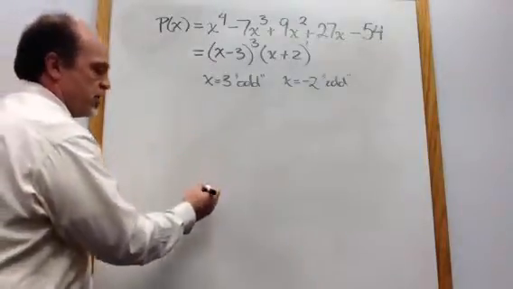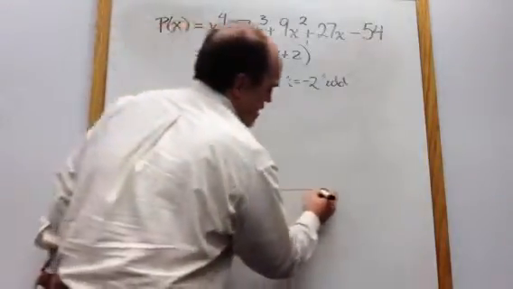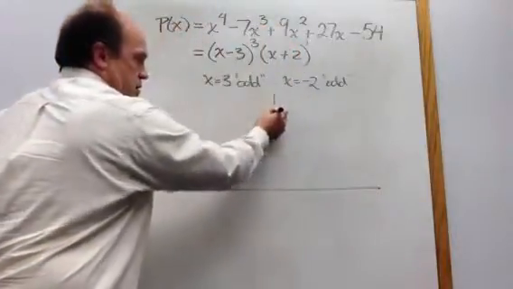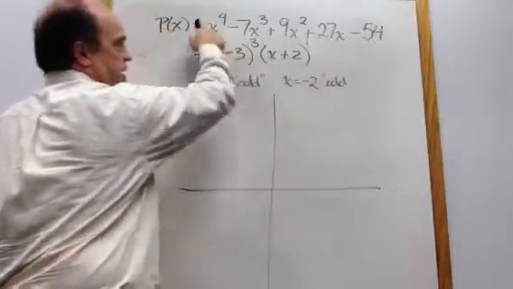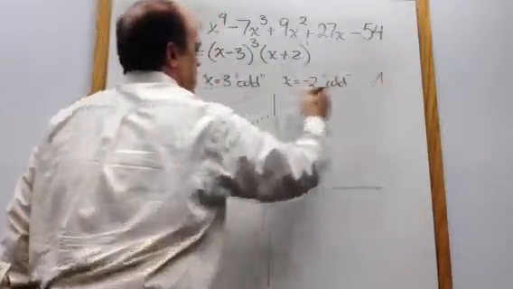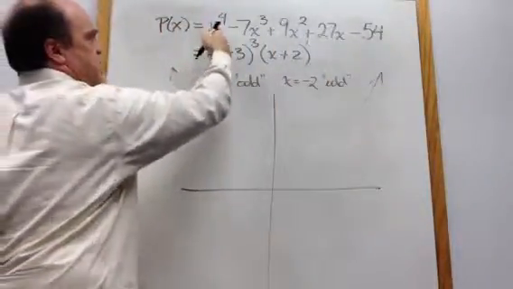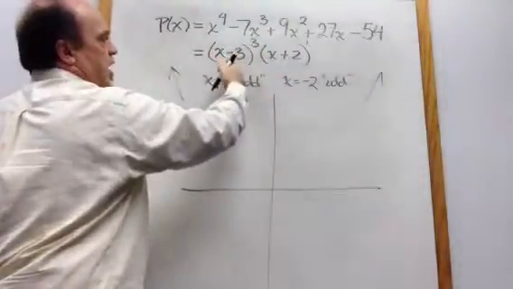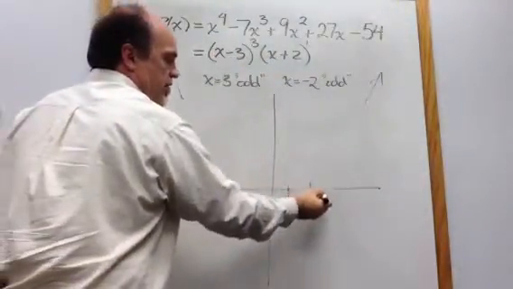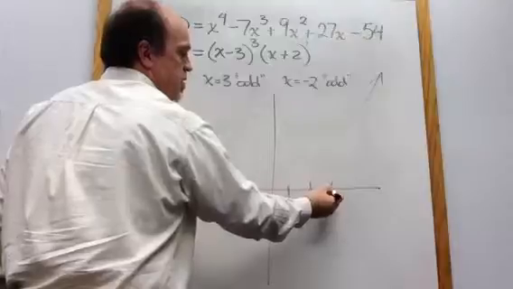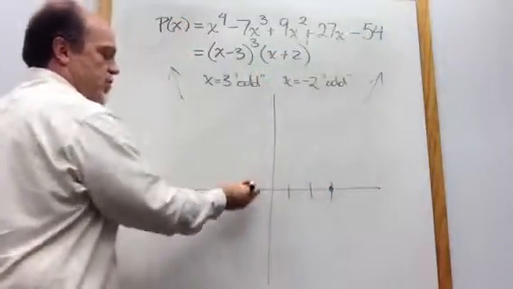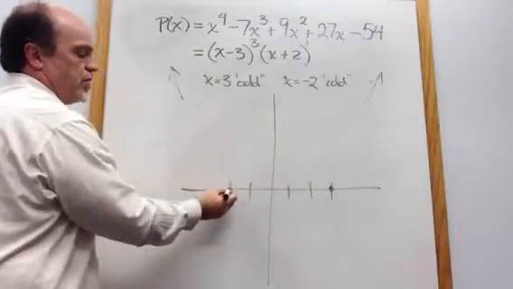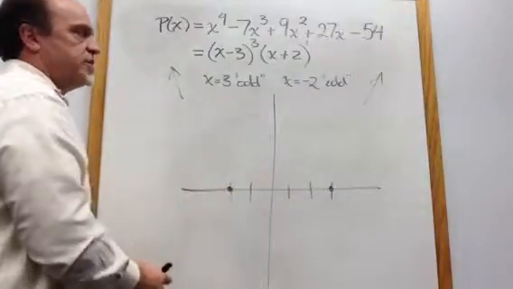So let me show you what this sketch is going to look like. It's an x to the fourth, and this is positive, so it's going to be heading off in the positive direction on both sides because it's even. x = 3 is one of the x-intercepts. Negative 2 is another one of the zeros or x-intercepts.